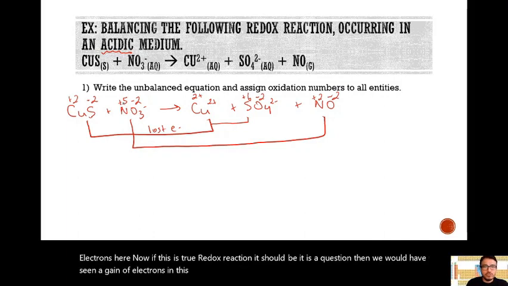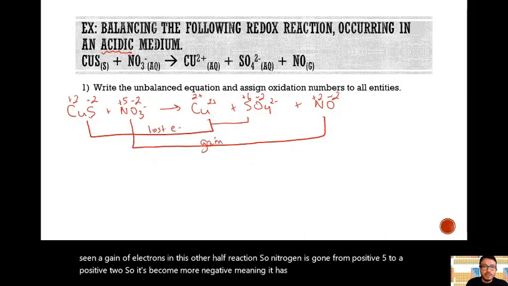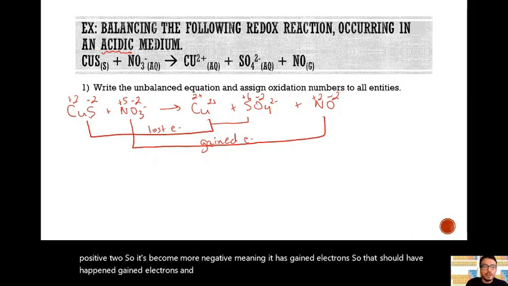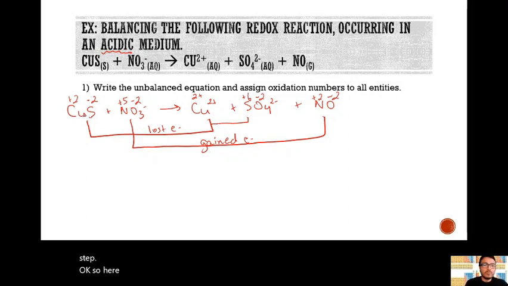So nitrogen has gone from +5 to a +2, so it's become more negative, meaning it has gained electrons. So that should have happened, gained electrons. And we'll worry again about how many it's lost and gained in a following step. Okay, so here we are now, copper sulfide, producing copper and sulfate.